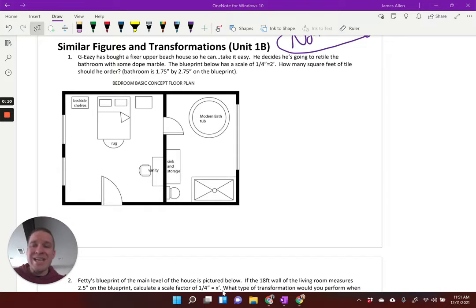All right. So G-Easy has bought a fixer-upper beach house so he can take it easy. Get it? Get it? I should have done E-A-Z-Y. Next time.